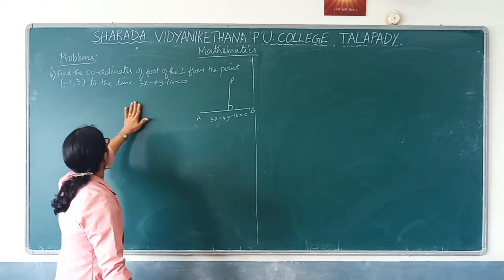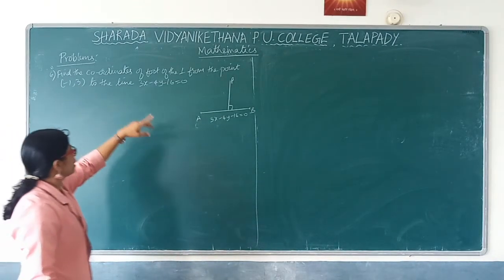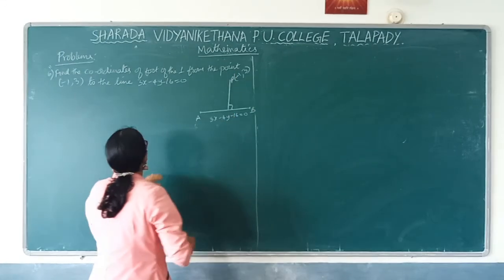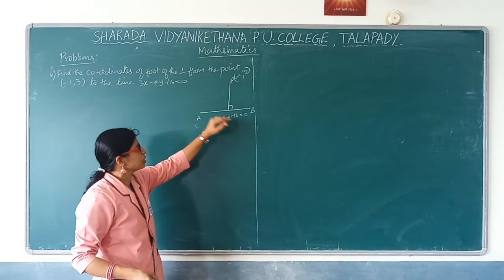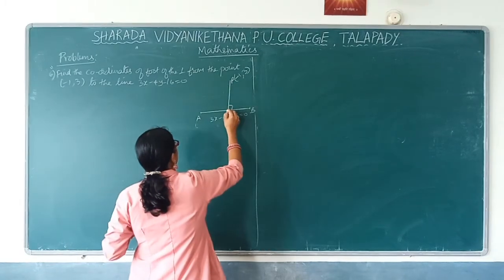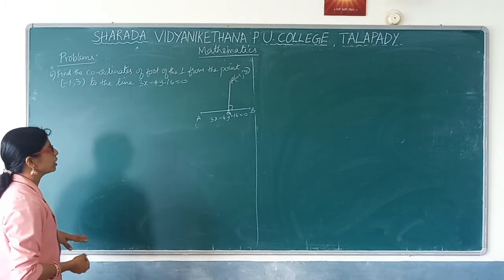So now one more problem. Find the coordinates of the foot of the perpendicular from the point minus 1 comma 3 to the line 3x minus 4y minus 16 is equal to 0. So this is the line, this is the perpendicular. We have to find the coordinates of the point Q. Coordinates of Q is the required thing.